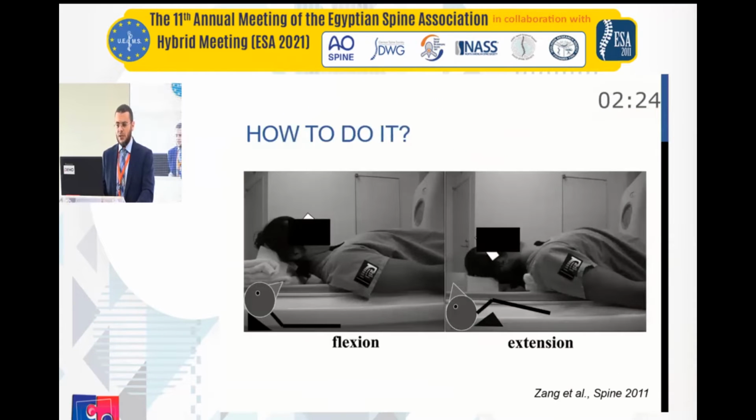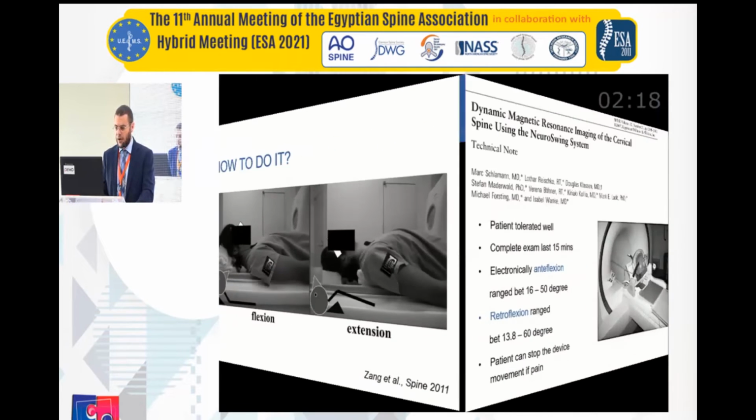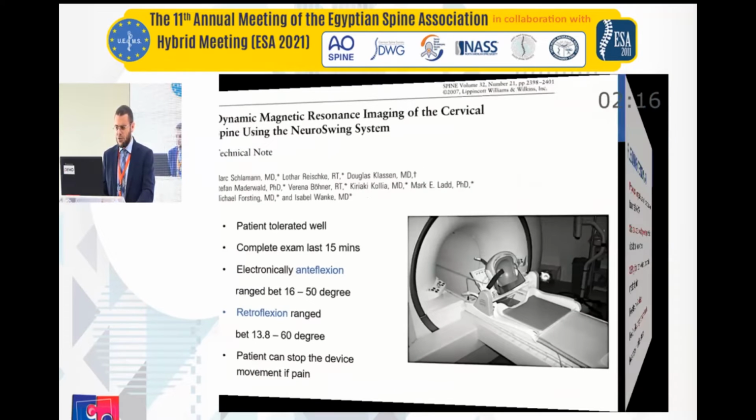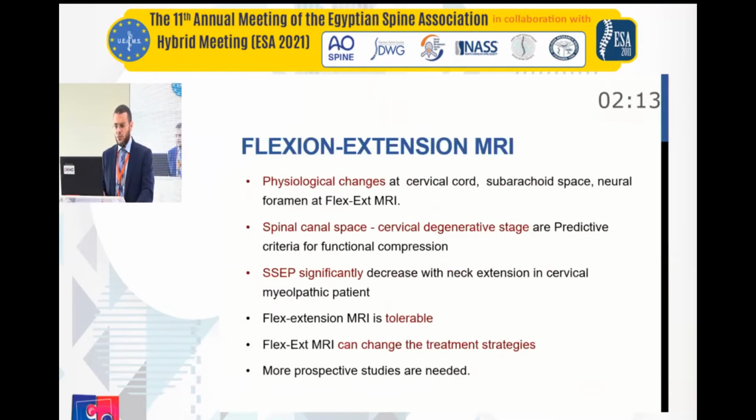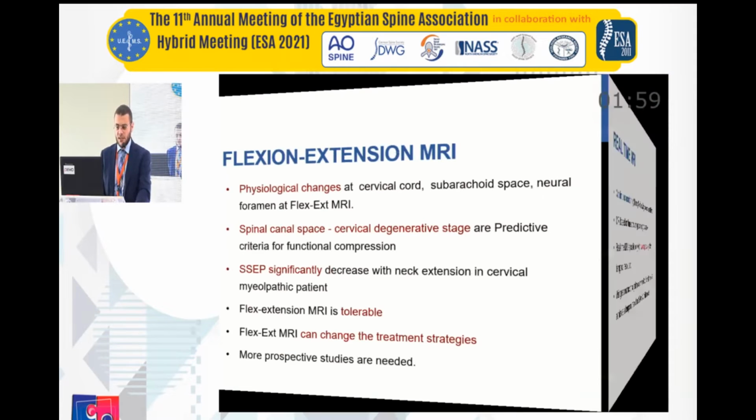During a flexion extension, it's easy: just put a pillow and do a regular routine MRI. Some people use a device, but at the end, we need to show that there are physiological changes, and they proved this with somatosensory evoked potential. The flexion extension is tolerable to the patient, and at some point you can change your plan by doing this. But the new thing is real-time MRI.